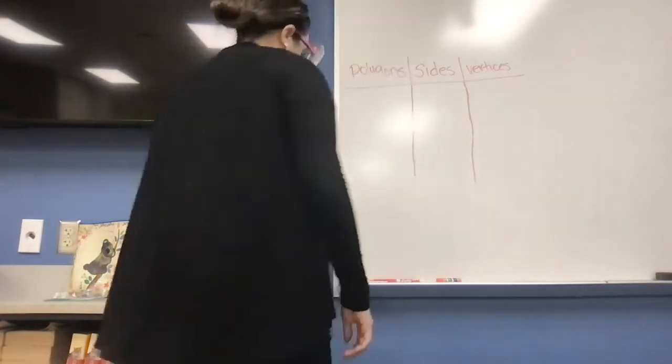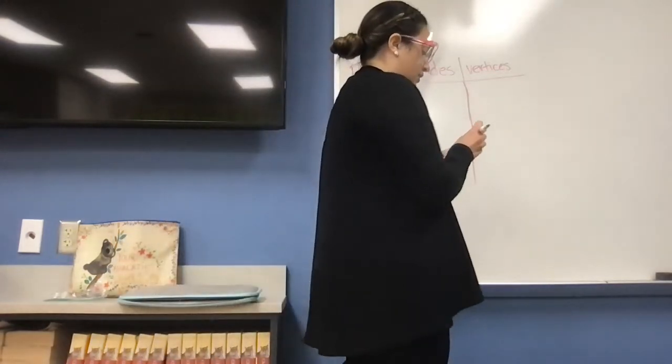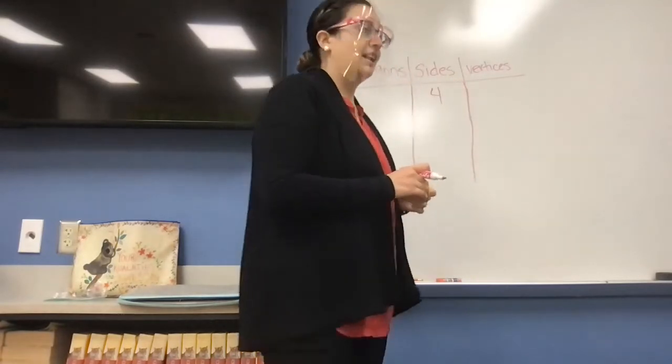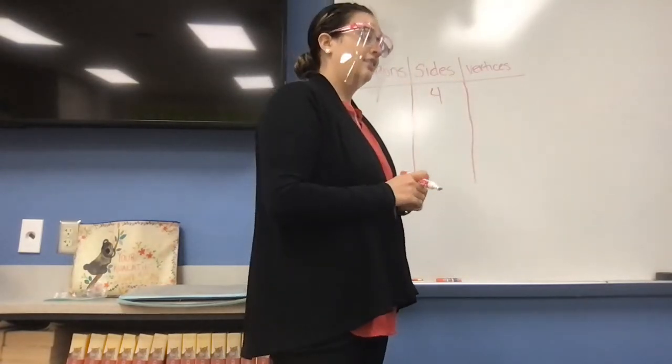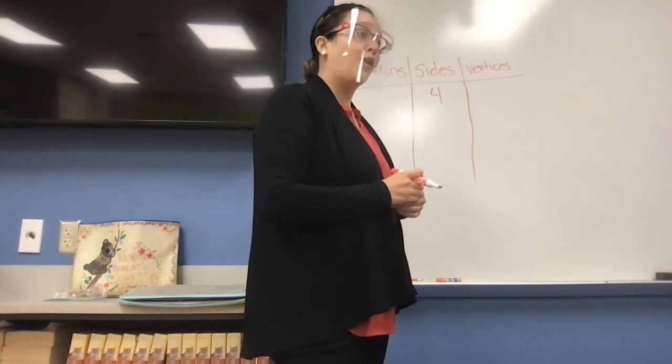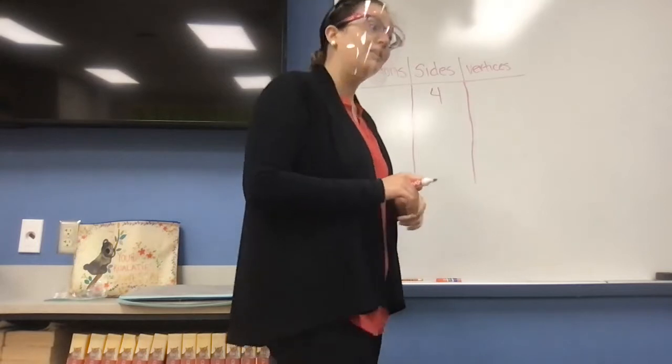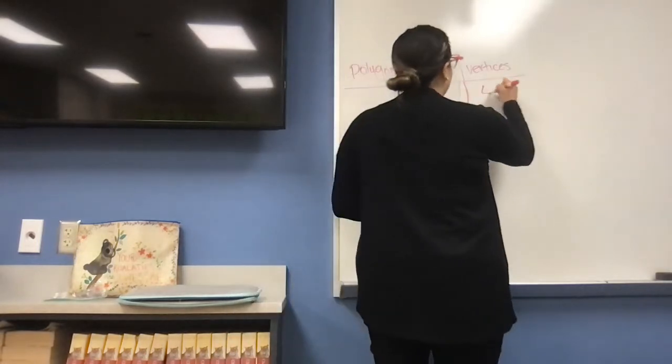So can you tell me how many sides your square has? 4. And how many vertices does it have? 4. Can you point and show me which ones are your vertices? So I know that you know. Good job. Yes. 4. Okay.